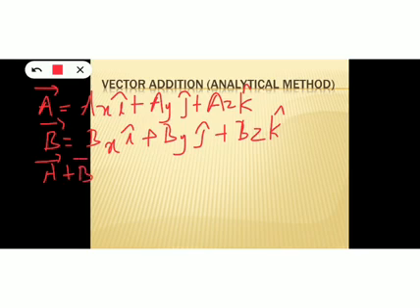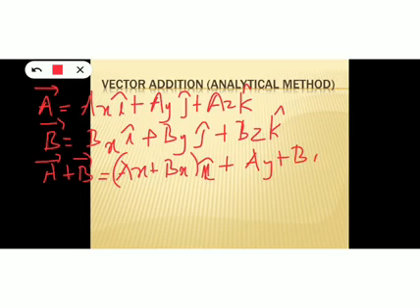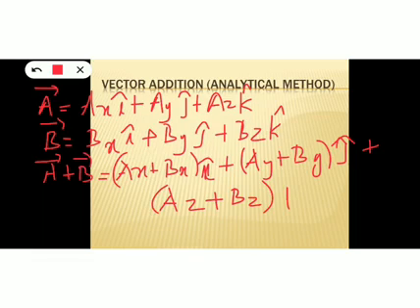Then what will be A plus B? A plus B will be equal to (ax plus bx) i cap plus (ay plus by) j cap plus (az plus bz) k cap. So this is the result of addition of two vectors in the analytical method.